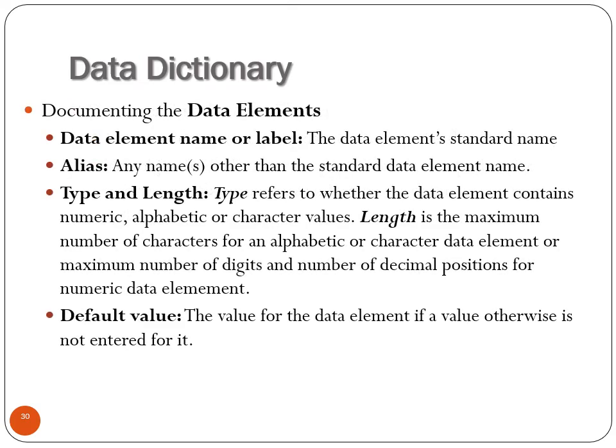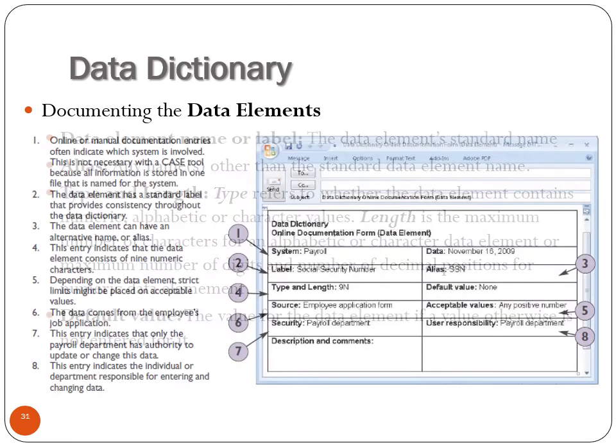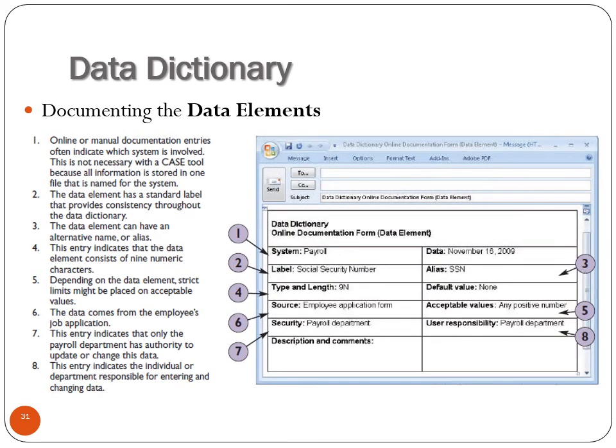Next, the slides will show the attributes usually recorded and described in the data dictionary. For example, to document the data element, name, alias, type and length, and default value are the attributes that should be recorded in the data dictionary. This is an example of how to document the data elements.